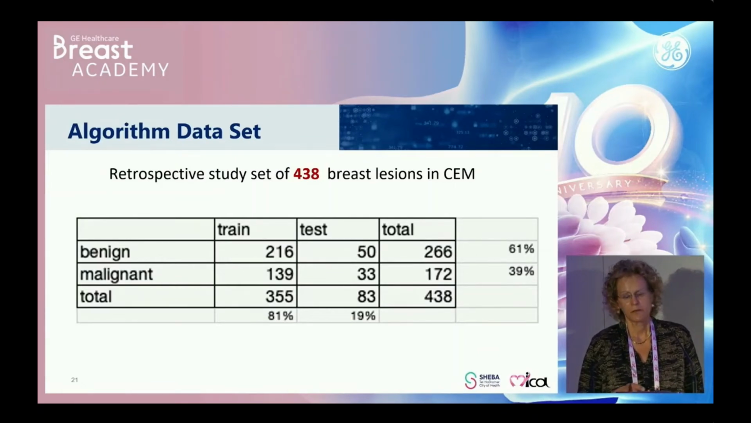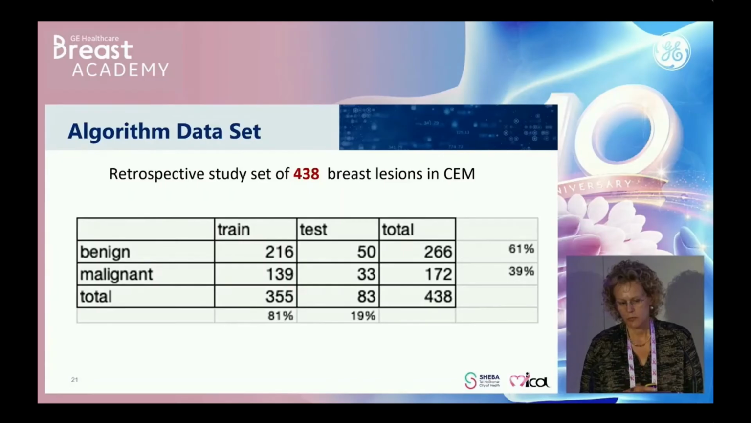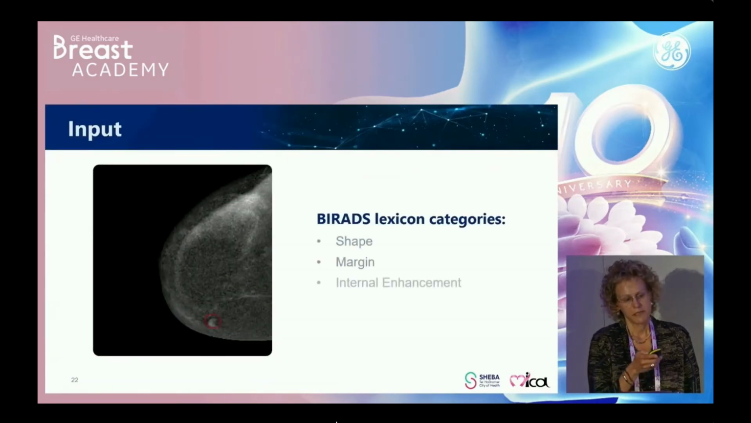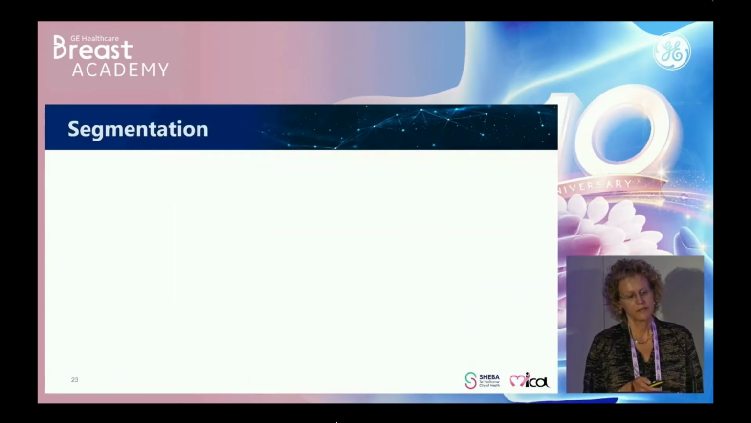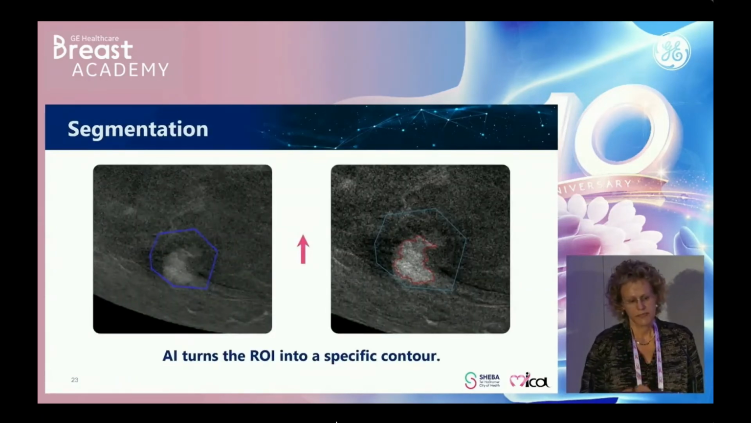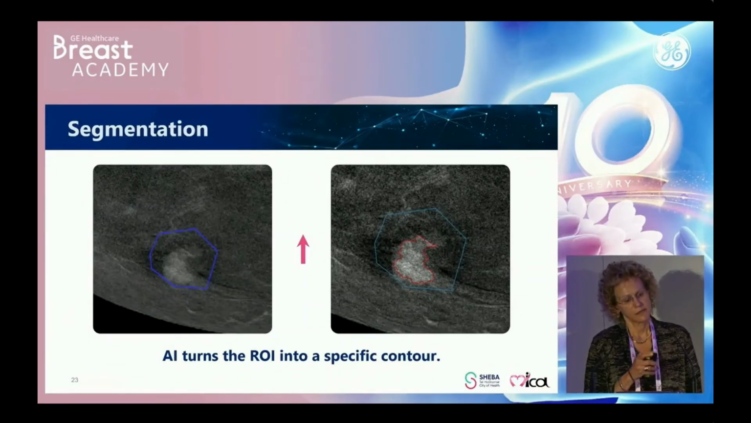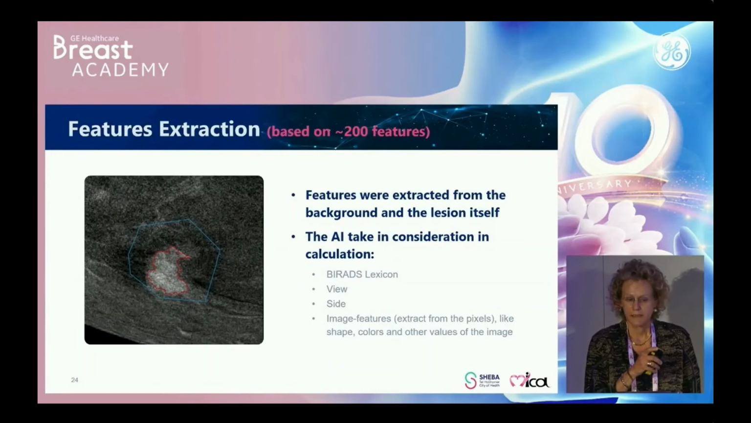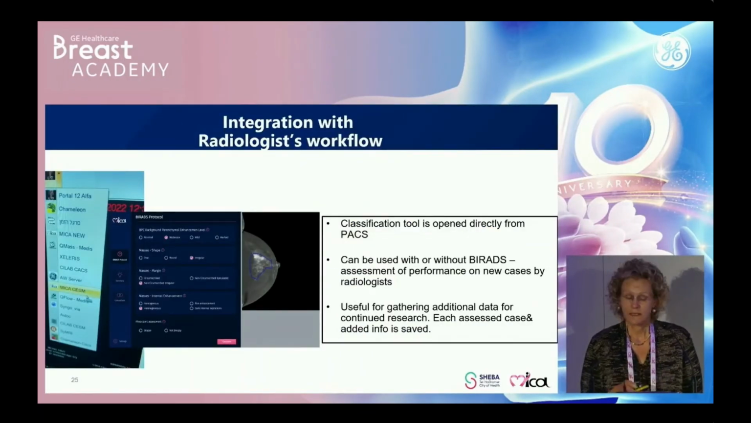The data is based on 438 breast lesions in contrast mammography. We trained the system with 216 benign lesions and 139 malignant lesions. And the test of the system had 50 benign and 33 malignant lesions. And this is how it works. We see a lesion, we mark the lesion. The system performs a segmentation and sends it to the server. And it is based on 200 features that the AI system takes into consideration and performs a classification.